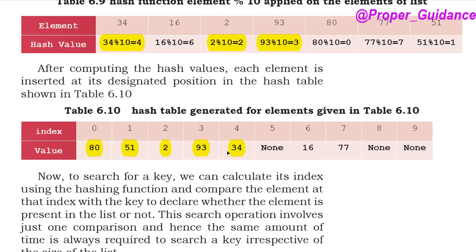After that 5, is there any value 5 here? No value is here, no modulus as 5, so write down here None. And when we get 6 here, write down the value 16, and when we get 7 here, write down 77. And if there is any 8 value, no 8 value is here, so None, no 9 value is here, and these are already taken, 80 and this thing.